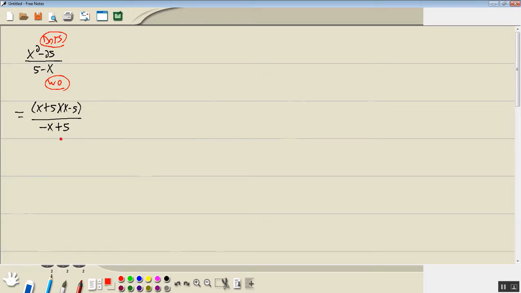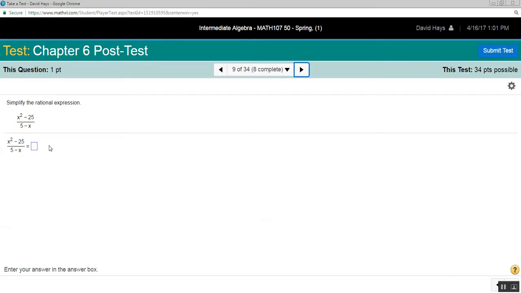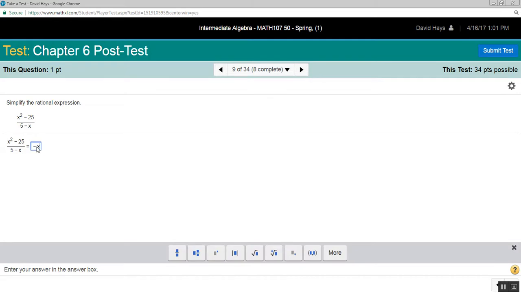Now once I rewrite it, this is now GCF. The reason why is because my first term is negative. So we're going to have x plus 5, x minus 5 over, factor a negative 1 out, and that gives us x minus 5. Now at this point, these x minus 5s cancel, and I'm left with x plus 5 over negative 1. Now if I divide both those by negative, that gives me negative x minus 5, assuming they write their answer in that form. Sometimes they factor the negative out.